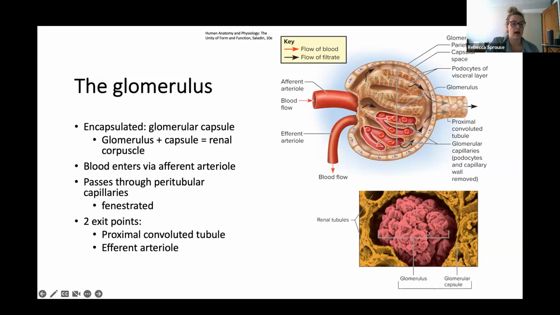This is a 3D micrograph. This is really cool. So here's our glomerulus. Here's our capsular space here. And then our tubules, this is a cross section. So you see lots of holes here. Those are going to be all of those tubules, that kind of tangled mess that we saw in the previous cartoon.